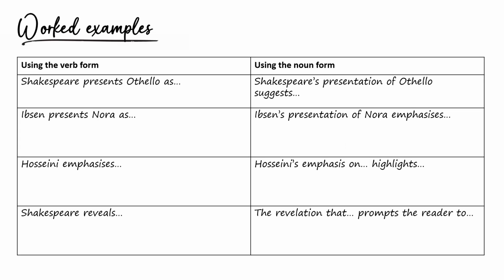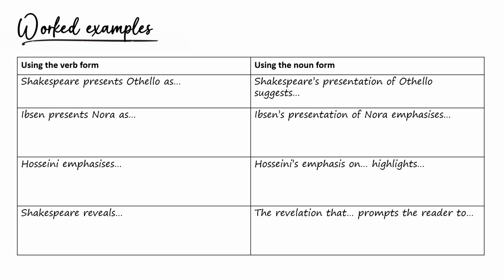Let's have a look at a few examples as they might appear in an essay then. So you might start your paragraph by saying Shakespeare presents Othello as. If we're going to use nominalisation, we would say Shakespeare's presentation of Othello suggests. Okay, so presents goes to presentation. Ibsen presents Nora as. Ibsen's presentation of Nora emphasises. Third example there, thinking about The Kite Runner here. So Hosseini emphasises. Well, Hosseini's emphasis on something highlights something else. And the last one, Shakespeare reveals. Reveals is our verb, and that goes to revelation. The revelation that prompts the reader to.